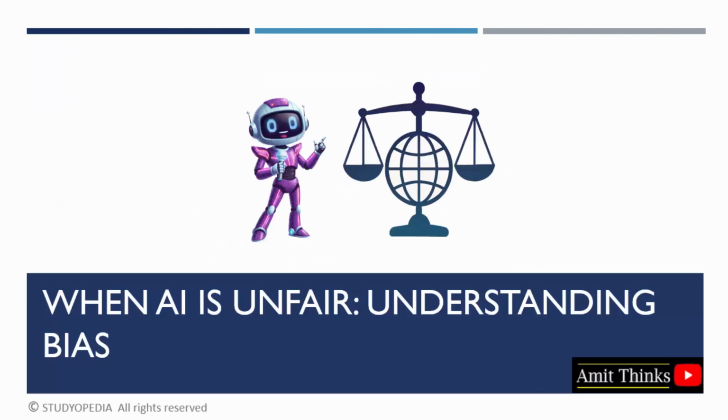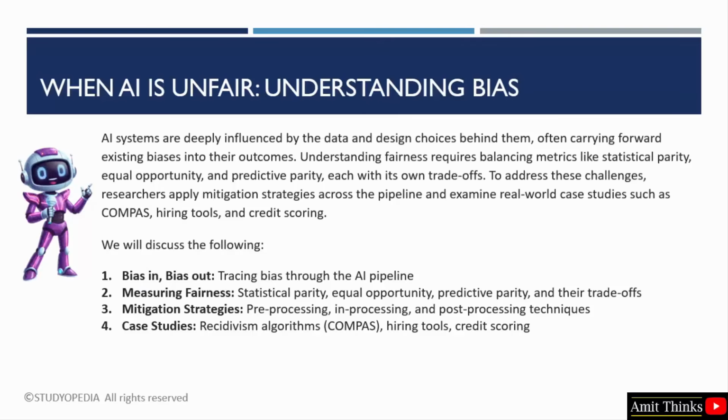In this lesson we will understand what is bias in AI. So let us start. AI systems often reflect the biases in their data and design. Fairness requires balancing metrics like statistical parity, equal opportunity, and predictive parity, each with trade-offs. To tackle bias, researchers apply mitigation techniques throughout the AI pipeline and study real-world cases like COMPAS, hiring tools, and credit scoring.